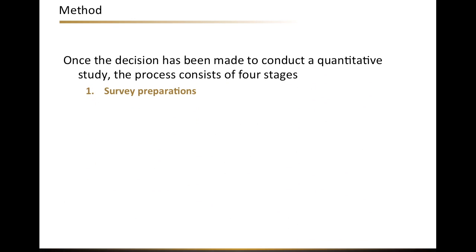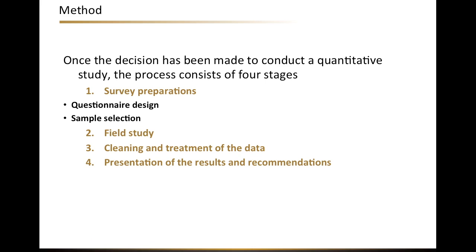Now, first of all, this is the process that you are expected to follow if you are conducting a survey and in your questionnaire design. Once the decision has been made to do your quantitative study, the process consists of 4 stages. And the first one is your survey preparations, which consists of your questionnaire design and your sample selection, which we've gone over already. The second part is your field study, and then you'd be cleaning and treating the data, and then focusing on the presentation of the results and recommendations.